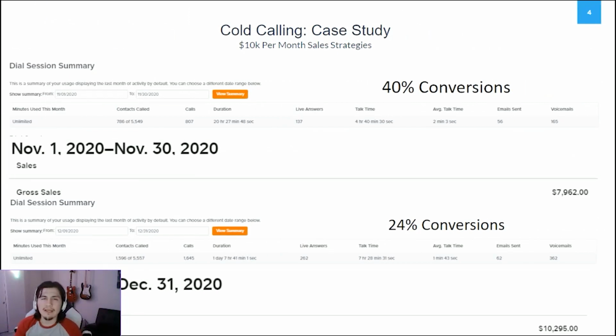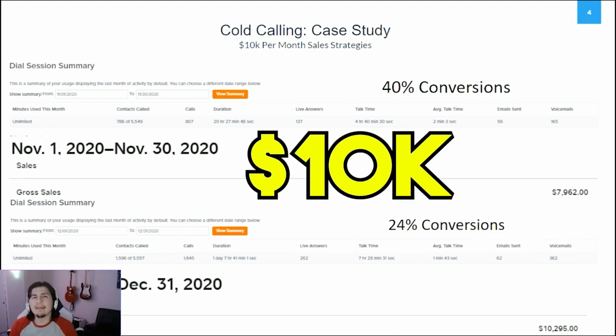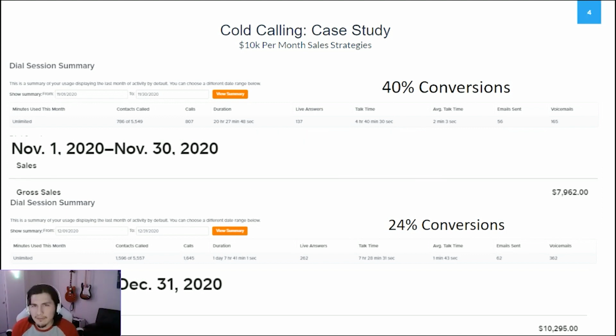All right, so let's get into the actual case studies, guys. I started my agency around October of 2020. I actually did make 10K in that first month, but I didn't document anything because I was not organized. So let's get into the second month of my SMMA. You can see right here, once I started really reporting and checking my numbers, we had a total of 807 calls. 137 of those people answered.